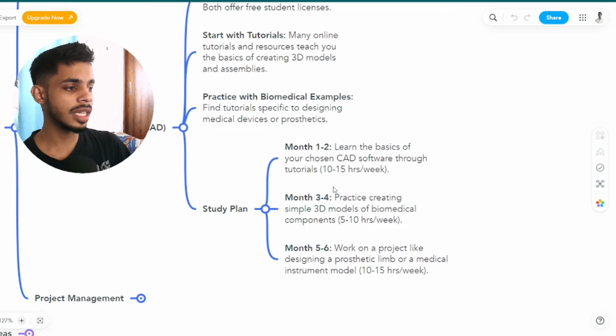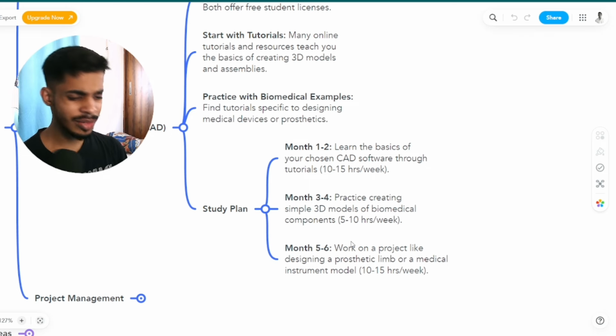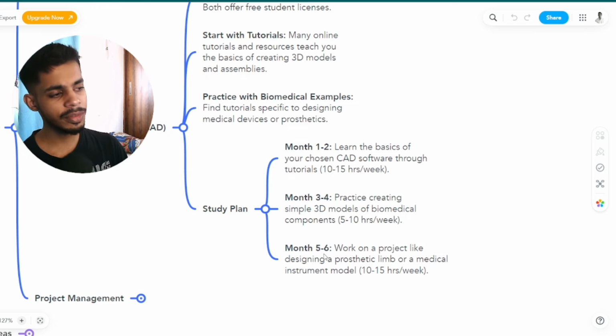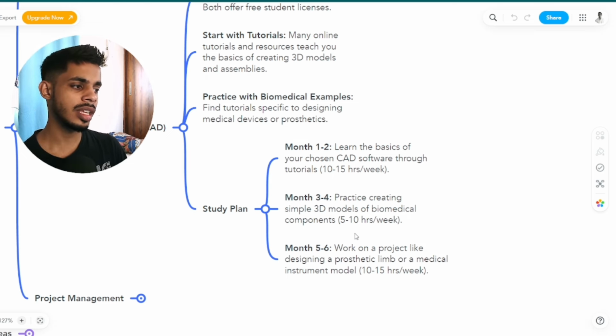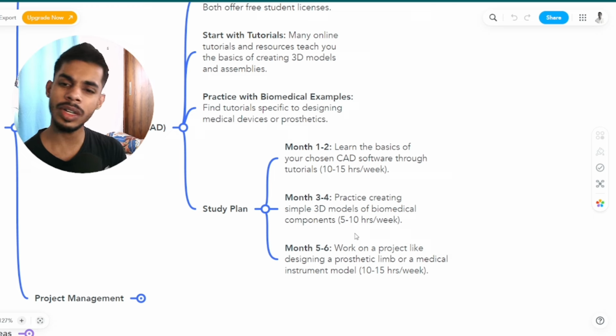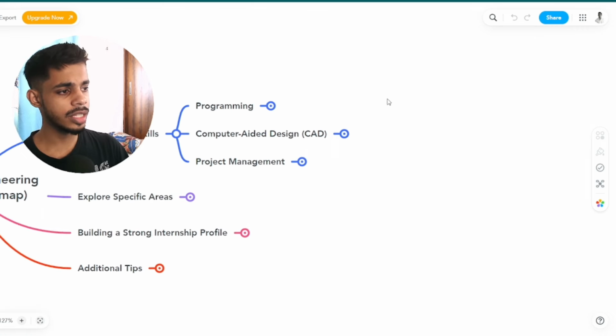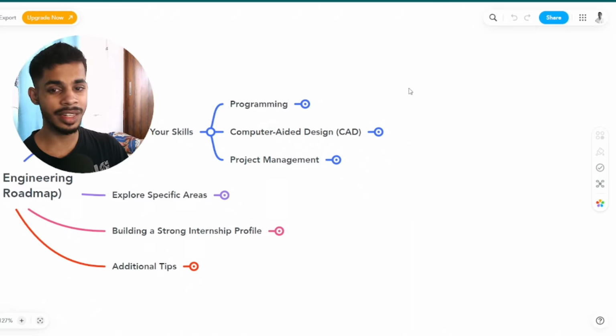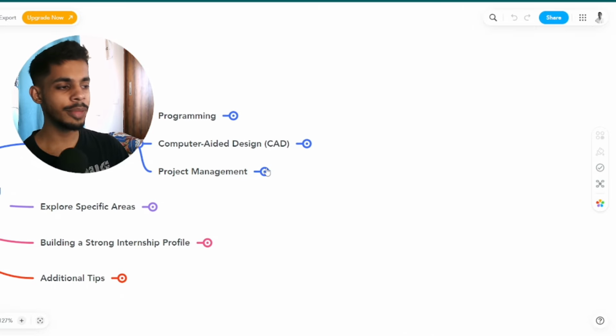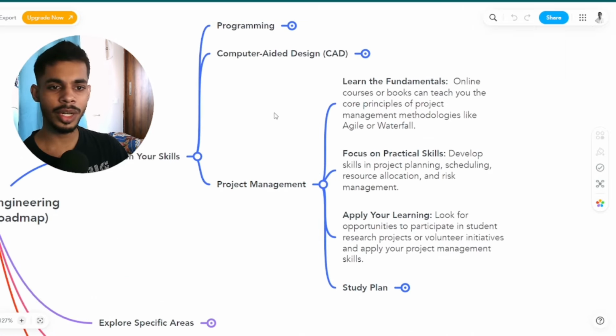Third month and fourth month, again, we will be practicing creating simple 3D models of biological components, which will not take 2 months, but I would say as many projects as you can do, it's good for you. And finally, fifth and sixth month, you will be designing prosthetic limbs and medical instrument models using CAD, and that will be added in your resume, and you can also create it as your portfolio. So programming is done, then CAD is done. So now you are someone who has programming skills, and also someone who has designing skills. Cool. And then this is the best part, wherein you have to be extra skilled compared to other people in the field.